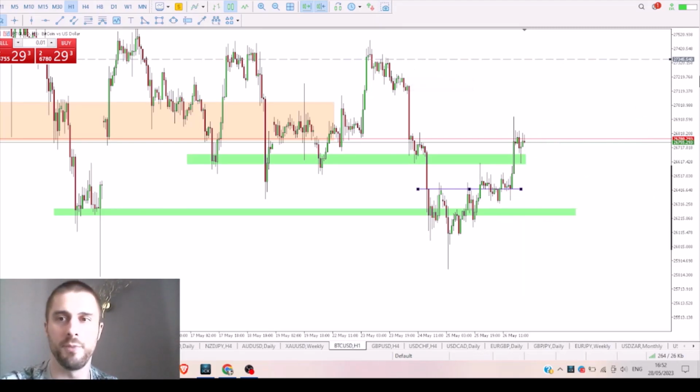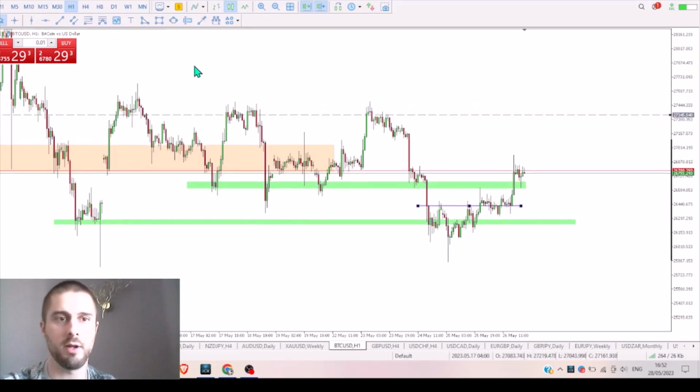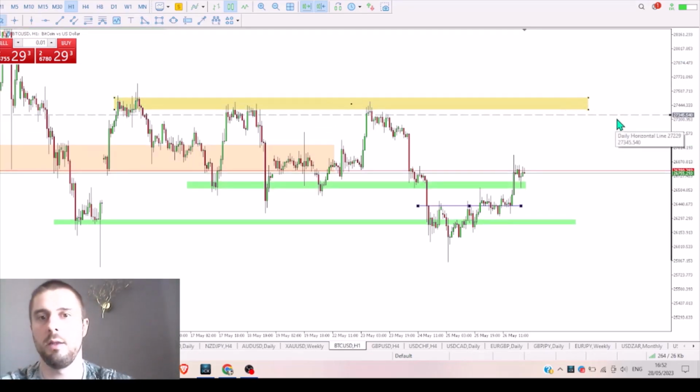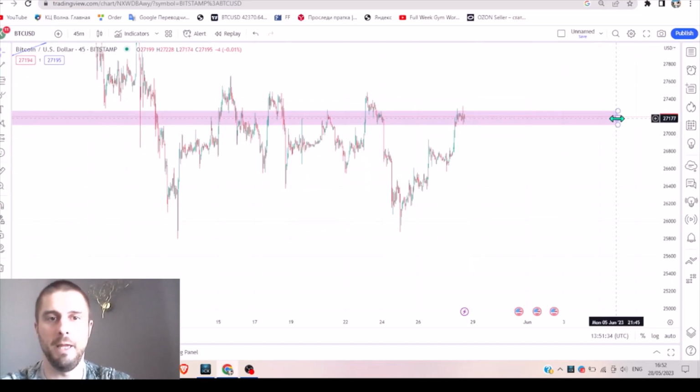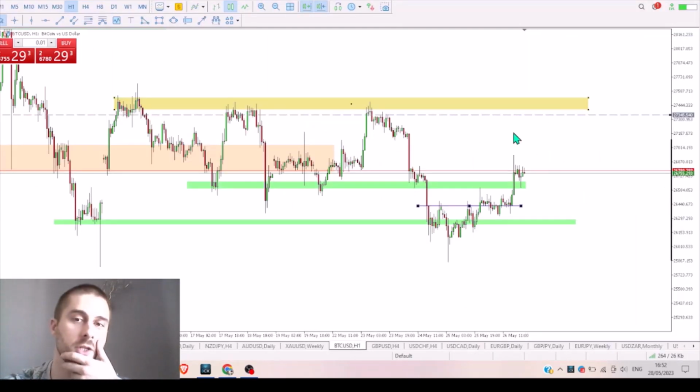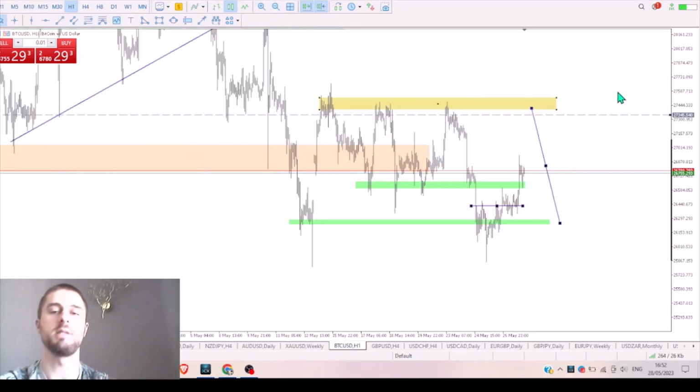So from this strong resistance area, as you can see here are all the highs, we can expect rejection and going back bearish. So this is some trade that I may take next week. Let's see how price action will continue tomorrow and see what we can get.